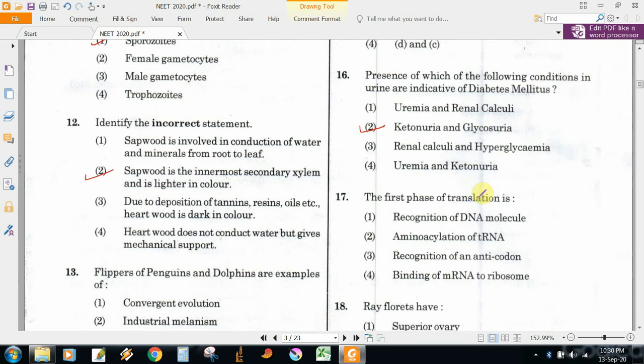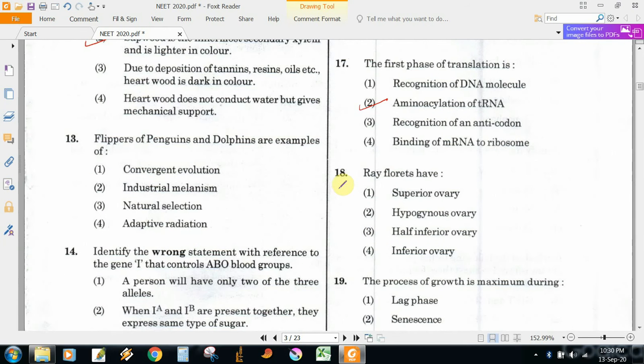So, the first phase of translation is a recognition of DNA molecule, amino acylation of tRNA, recognition of anticodon, binding of mRNA to ribosome. So the first stage is charging of tRNA, hence amino acylation of tRNA is the right answer for this question. The next one we are having flippers of penguins and dolphins are examples of convergent evolution. Yes, it is a convergent evolution. So now ray florets have superior ovary, hypogynous ovary, half inferior ovary. Fourth one is inferior ovary. So the right option for this is inferior ovary.